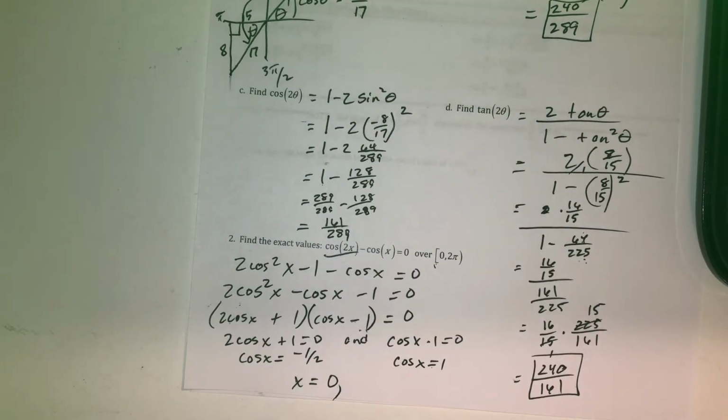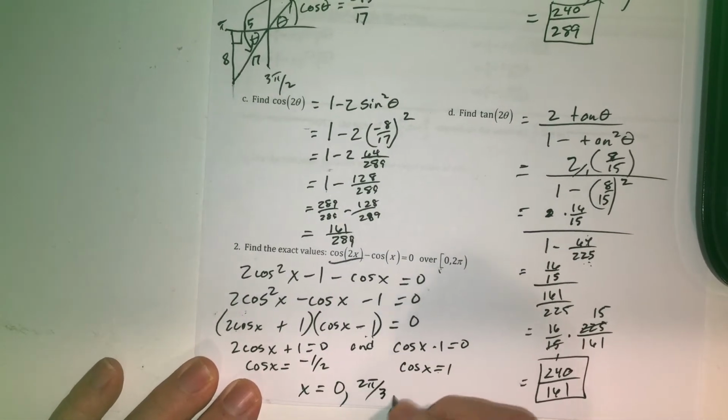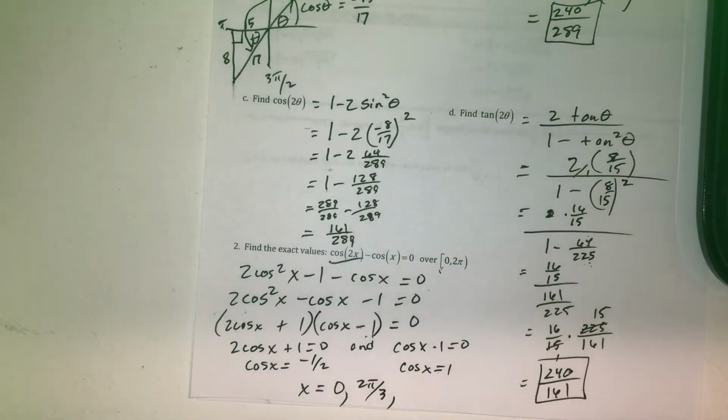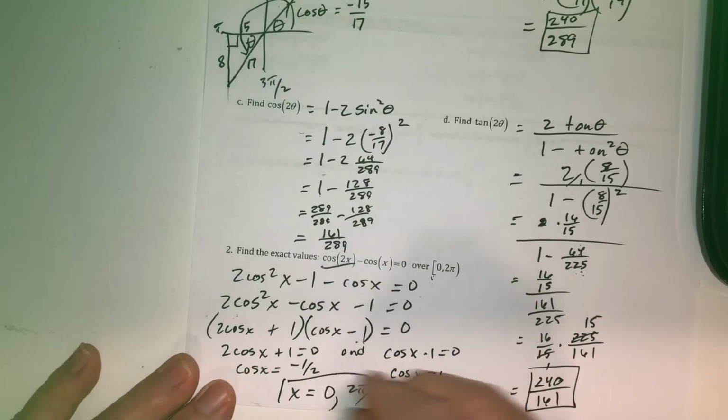And then where is the cosine equal to negative 1/2? Well, that occurs in the second quadrant and in the third quadrant. In the second quadrant, it is 2 pi over 3. And then in the third quadrant, it is 4 pi over 3. And there are your solutions.